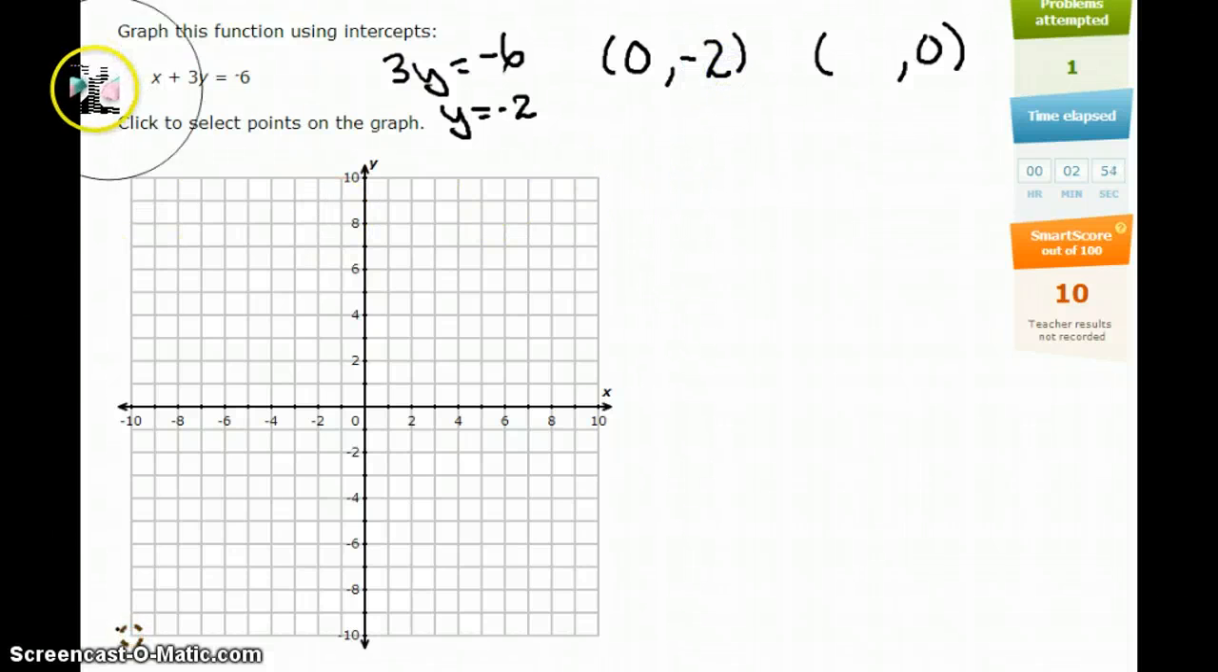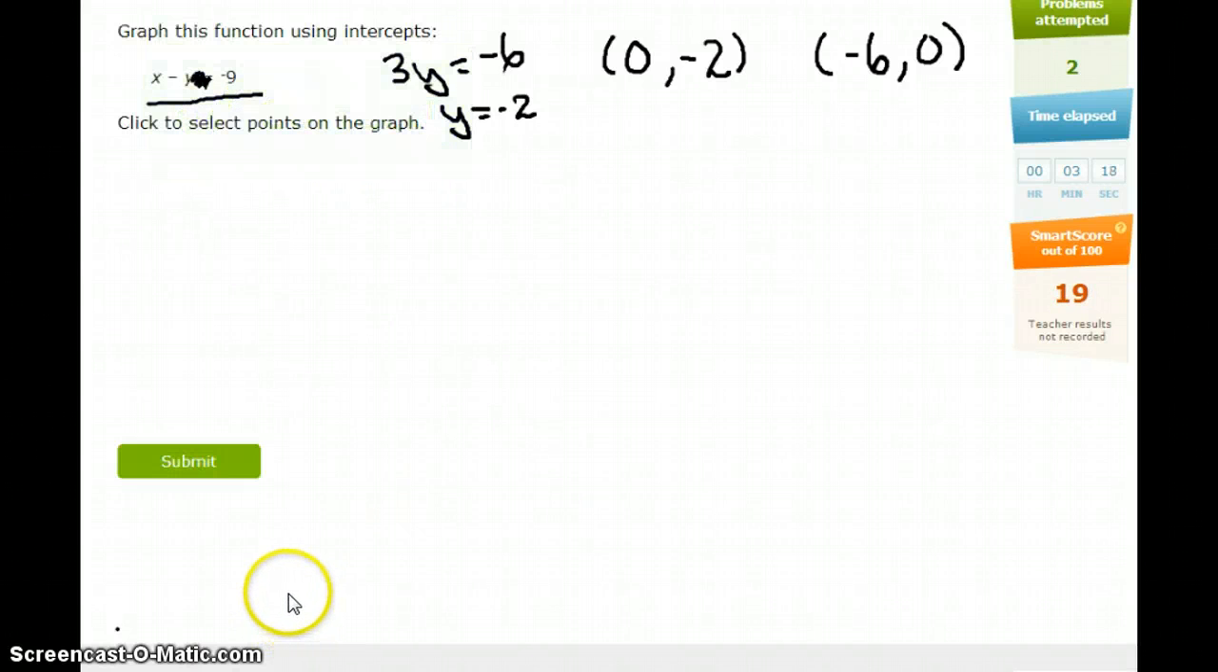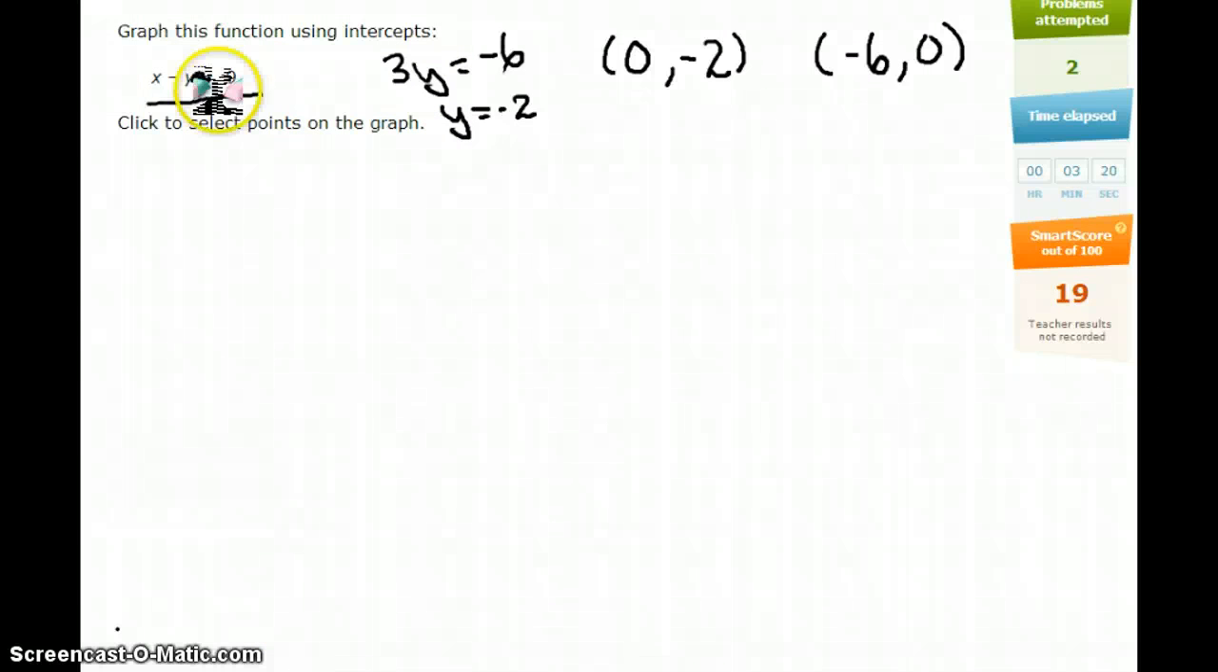Then I'm going to come back, and I'm going to say, okay, my y is 0, and now I'm left with a simple x is negative 6. I'm just going to graph this now. So I have (0, negative 2) and (negative 6, 0). Submit my answer, and I'm good to go. Let's do one more.